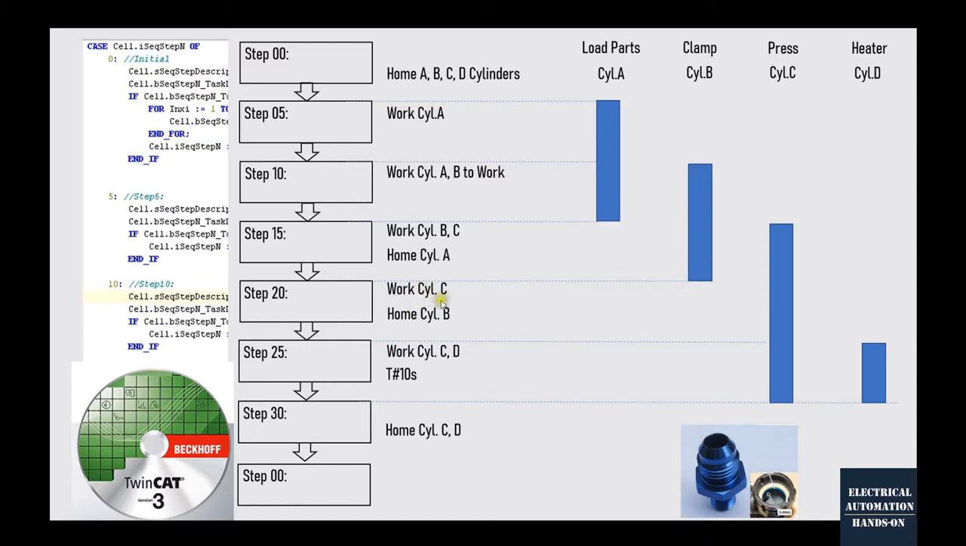At step 20, the C is at work. And after that, we move to the next step. After C is at the work position, at that time we can home cylinder B. So at step 20, we need to home cylinder B.